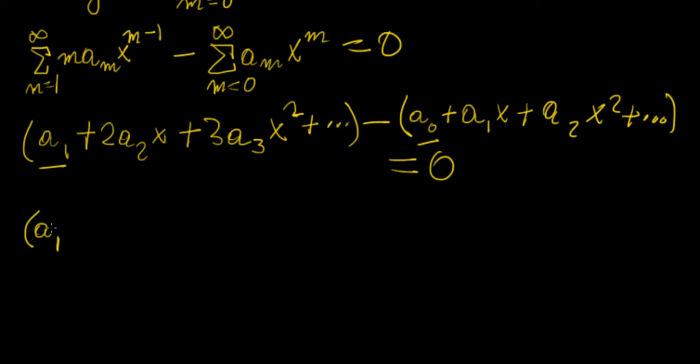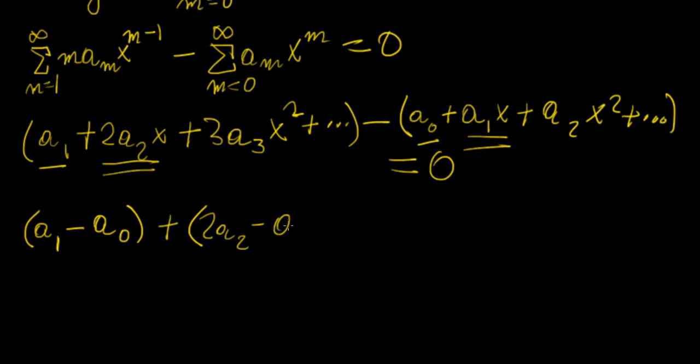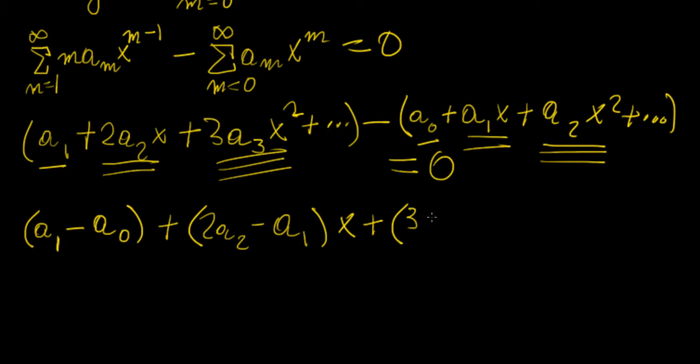So we can group them like this, a1 minus a0. So that's going to be the first group. The second group is going to be this one, because that's multiplying x to the power of 1, and this one. So we're going to write this as 2a2 minus a1 times x, and the third group is going to be these two, so that's going to be plus 3a3 minus a2, and all of this is going to be multiplying x squared, and that's going to keep going, and we're going to set this equal to 0 on the other side.